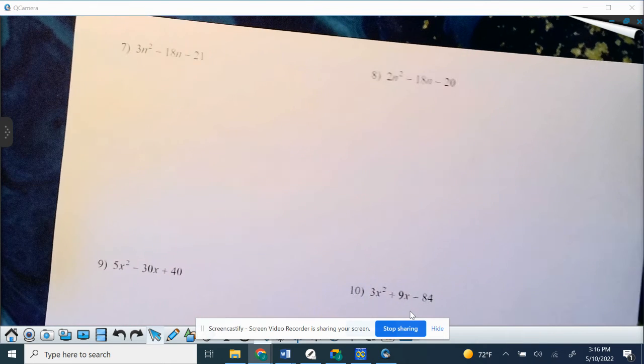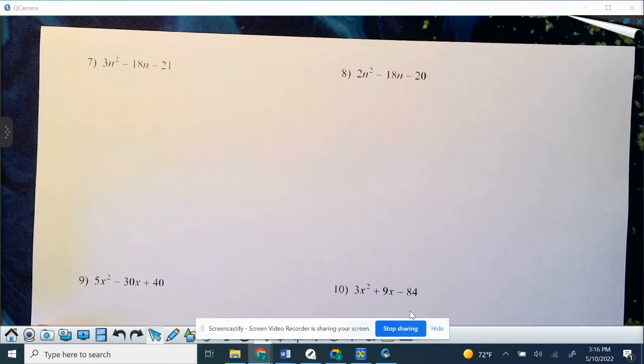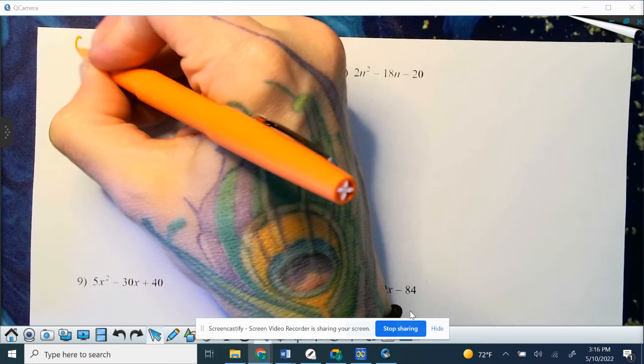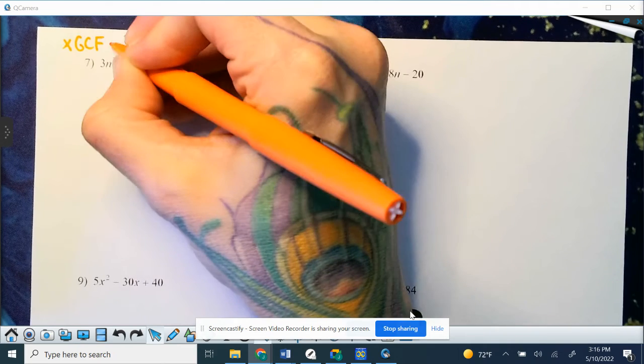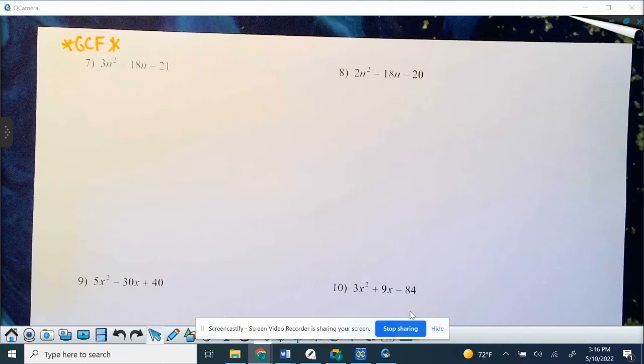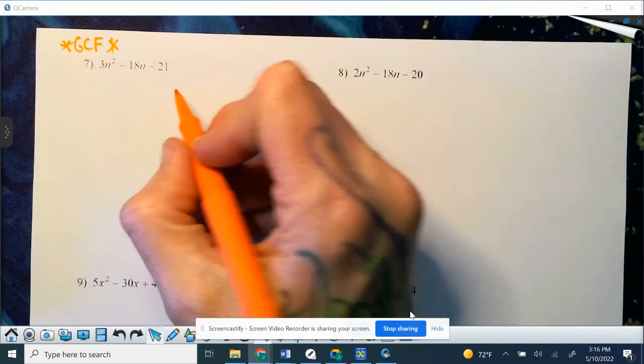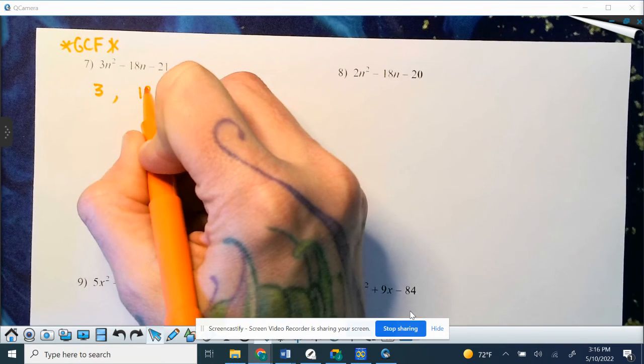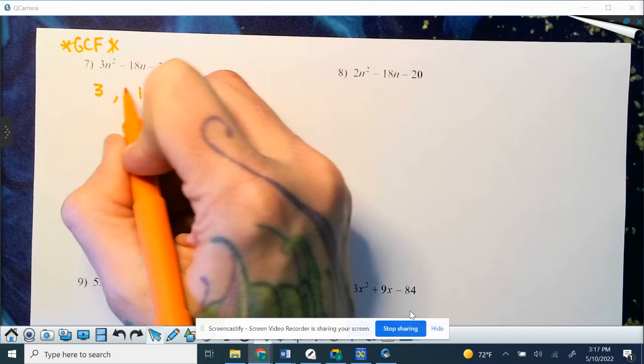Okay, so now we have problems where A is not 1. But where we're at in the process of our lesson, we need to always check for GCF. So when A is not 1, the first thing you want to do is check for a GCF. Always, always, always. So we have the number 3, 18, 21, and this is negative 18, negative 21.